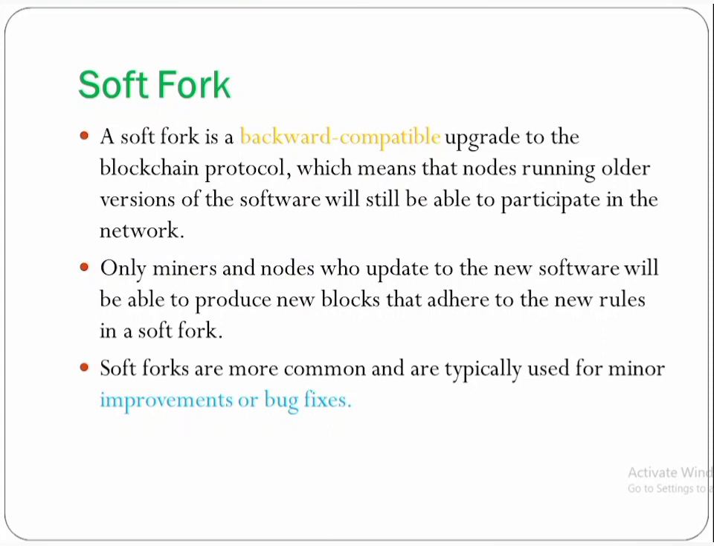So it is a backward compatible change. That means new features or tweaks to existing rules can be adopted, and the older versions of the software are still able to participate in the network. But in the case of a hard fork, the older versions are not able to participate in the new network. The older version is separated from the blockchain network, and the newer version follows different rules, right? But here, the nodes running the older versions are still operable.